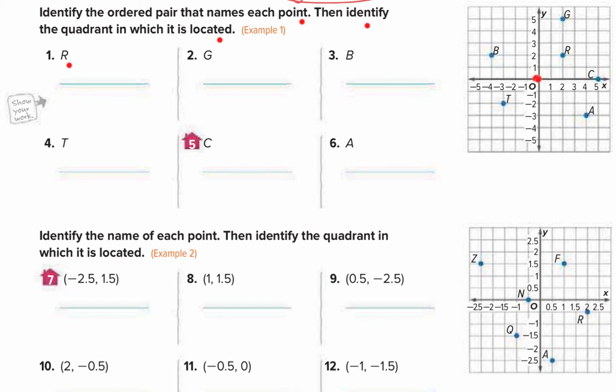So we start our pencil at the origin. We can only go right or left first on a coordinate plane. And once we go right, then we could go up or down. Or once we go left, then we could go up or down. We're looking for point R.